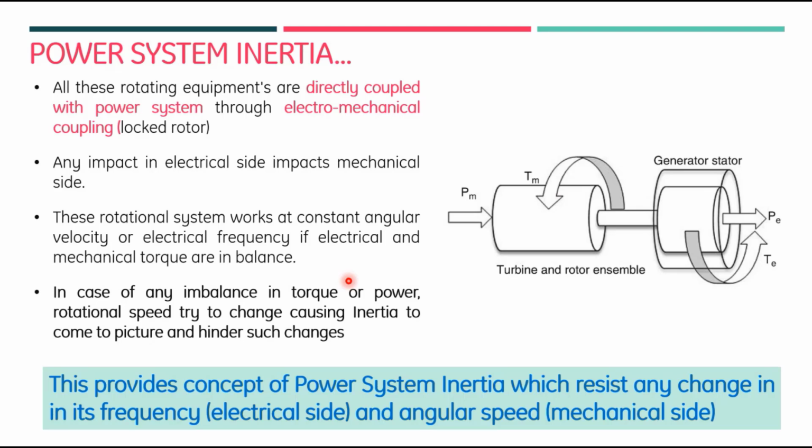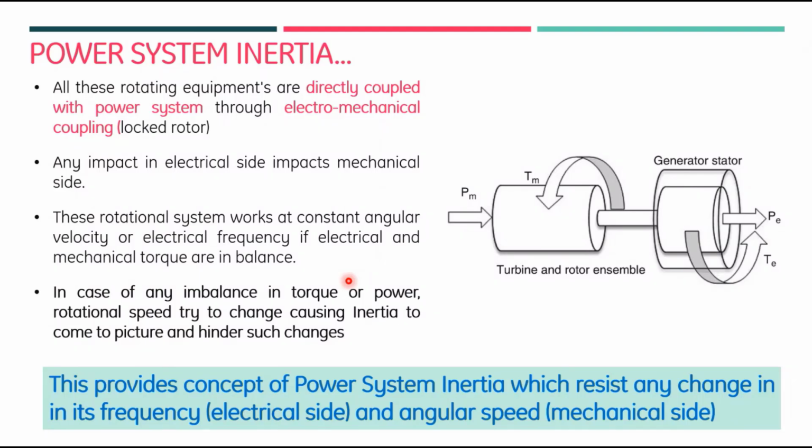So we have many electrical rotating equipments, and those are directly coupled in the power system. These are coupled through the electromechanical coupling, basically. We call it a locked rotor condition. And any impact on the power system on the electrical side, let us say we have two sides in the power system. One is the mechanical side, that is the turbine side, and one is the electrical side, that is the generator side, right?